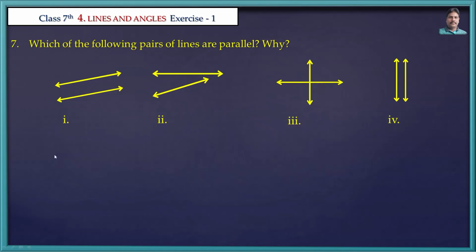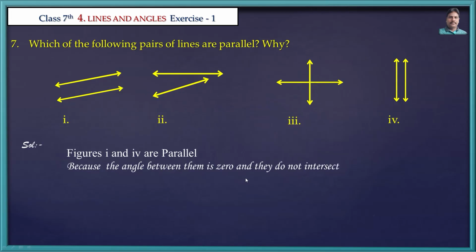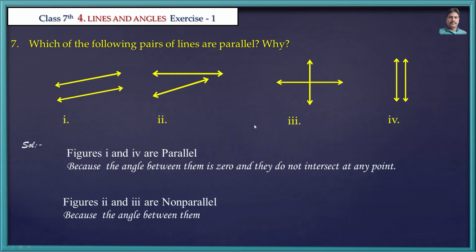So we write as figure 1 and 4 are parallel because the angle between them is 0 and they do not intersect at any point. And figures 2 and 3 are non-parallel because the angle between them is not 0, this is greater than 0, and they are intersecting at a point. So here is an intersection point. In the second figure there is no intersection point, but if we extend this line they will intersect at a point. So these are not parallel lines.